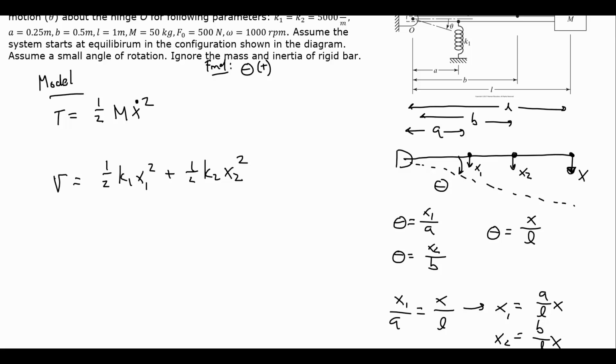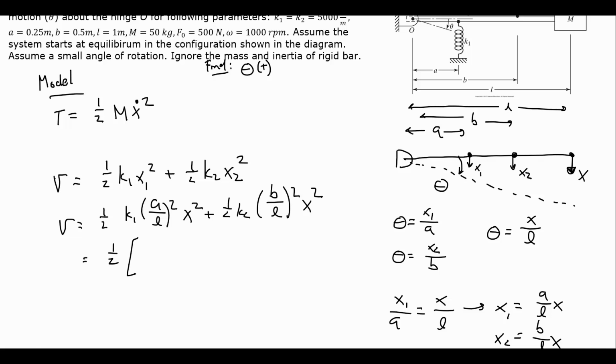So now T is okay, we have an x dot. But V is going to have to be changed. I have a 1/2 k1 times x1, which is going to be a over L quantity squared, now x squared, plus 1/2 k2 and I have b over L squared, x squared. And I'll rewrite this by factoring out my 1/2: k1 a over L squared plus k2 b over L squared, and my x squared on the outside there.